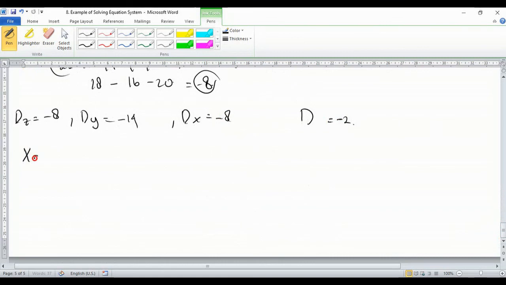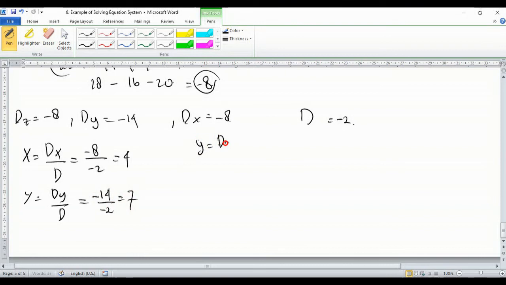So to find x, x equals dx over d, dx is minus x over minus 2. The result is 4. Y equals dy over d, dy is minus 14 over minus 2. It's equal to 7. And then z equals dz over d, equal to minus x over minus 2. So this result is 4. So you can write x is 4, y equals 7, and then z, sorry, this is wrong. This is not y, but this one, it will be the z. Okay, so we get z is 4.